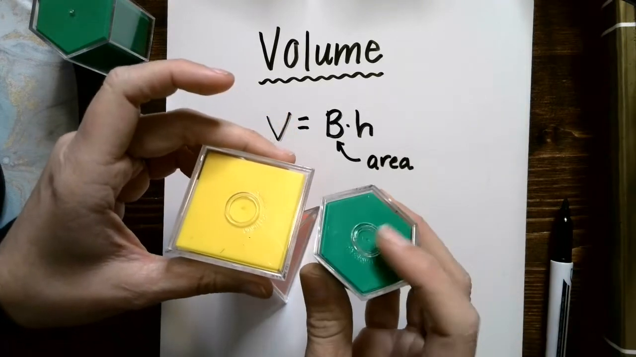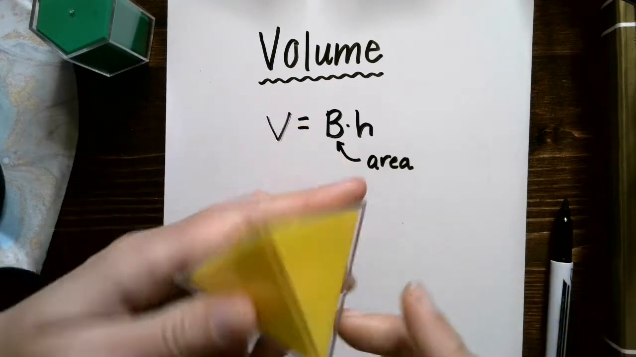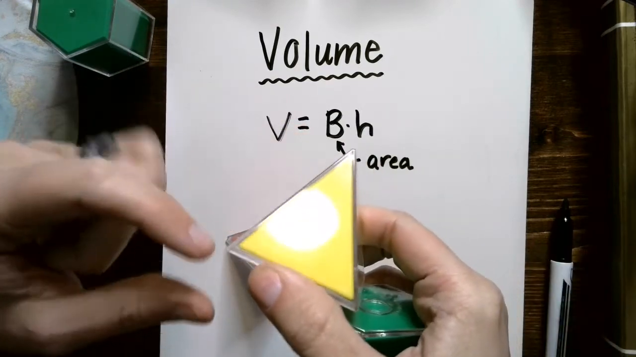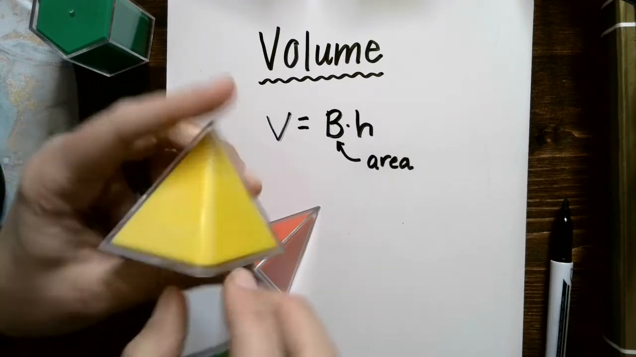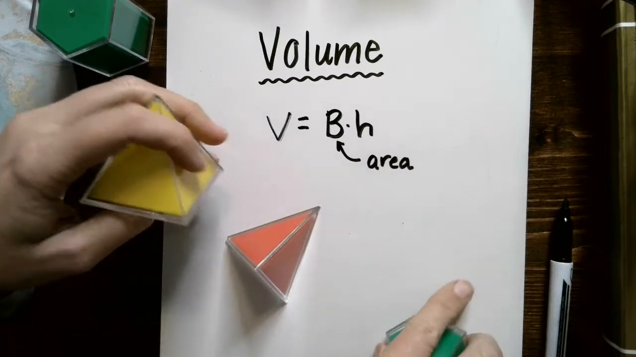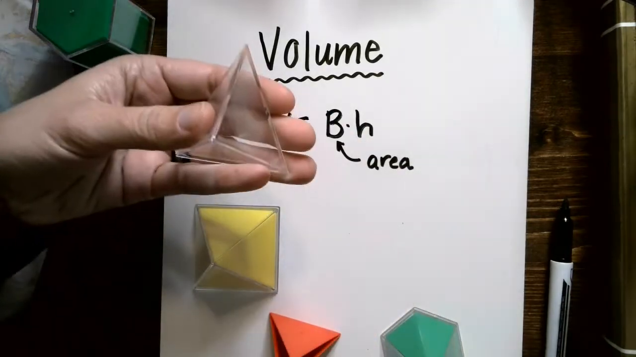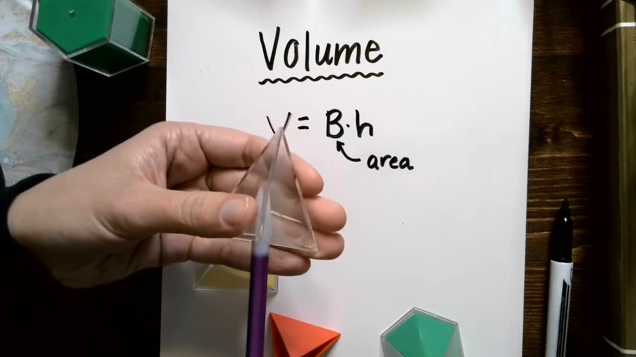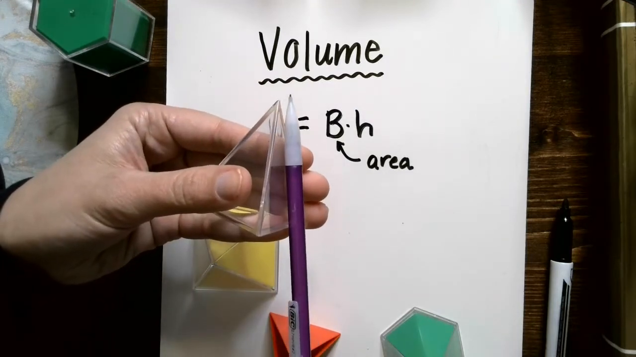The base shape is going to be our big B. We're going to find the area of that, and then we're going to multiply it by our height, which again is not the slanty bit, but the height that goes straight up and down. So on my triangular prism, I can take this out like this, and I can say, okay, the height is what goes straight through here.